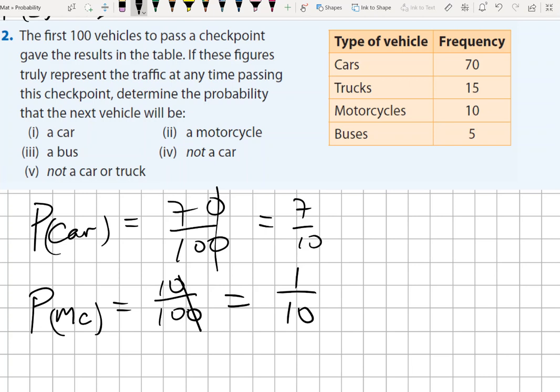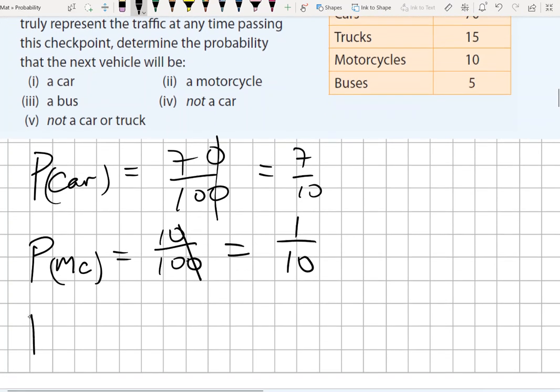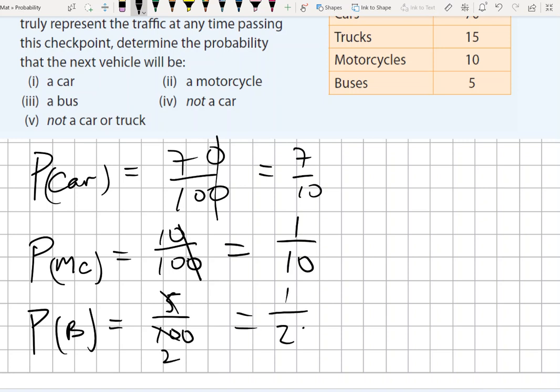These small things are very important. Probability of a bus, probability of B for bus, equals 5 over 100. Now watch this, 5 into 10 goes twice, 1 over 20 because there's an odd here too.